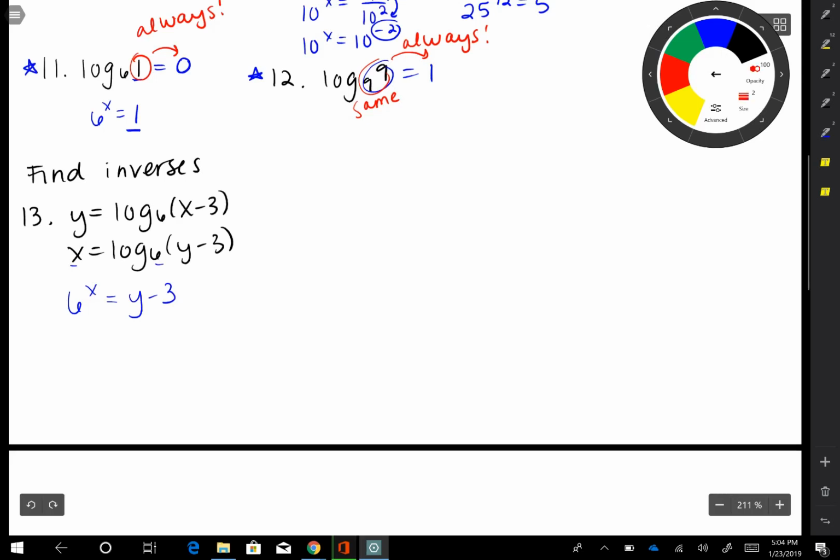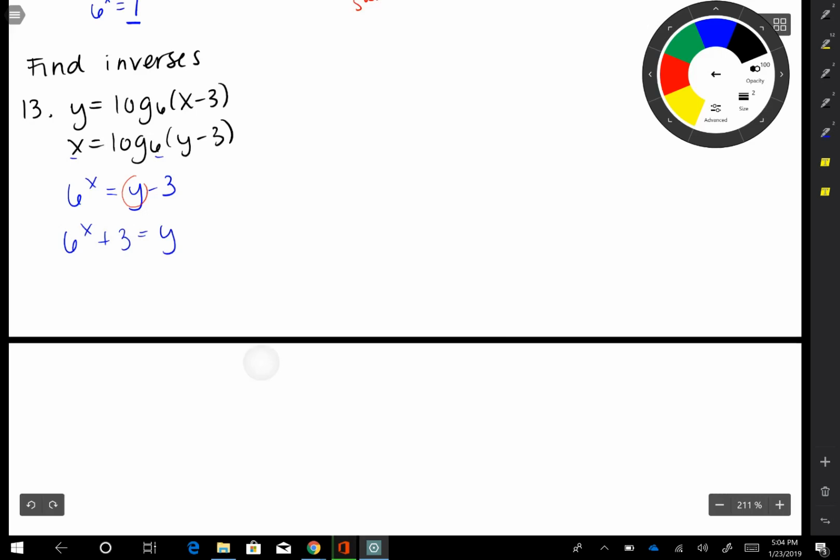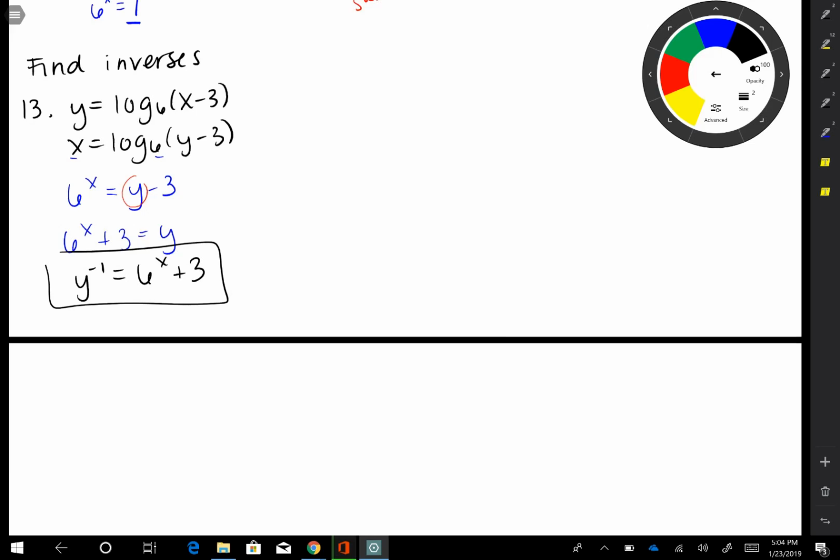Final thing, solve for y. So you need to add 3. So you're going to have 6 to the x plus 3 equals y. Then write it as an inverse. y inverse equals 6 to the x, then plus 3. Again, I'm going very quickly so you don't have a very long video to watch. However, you might need to pause it and take a little while longer.